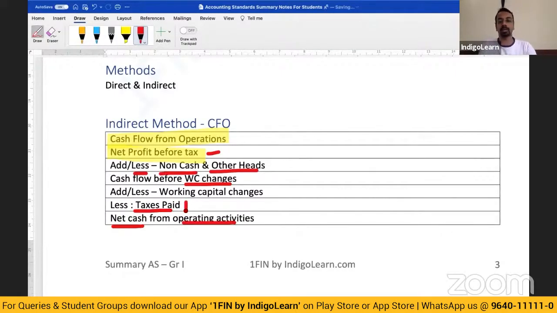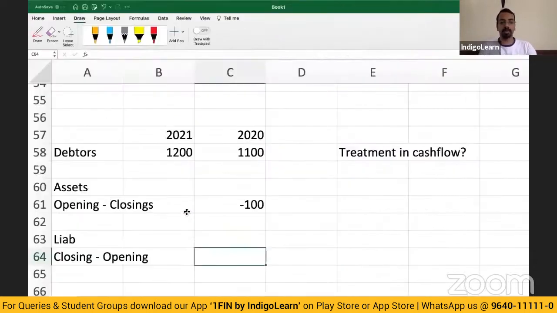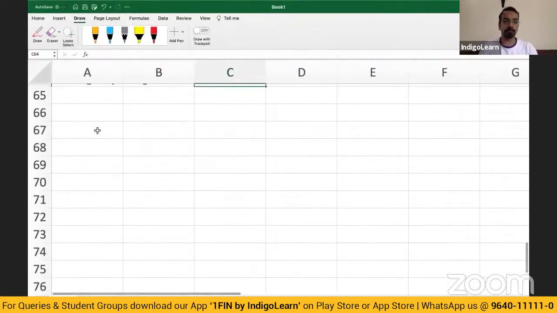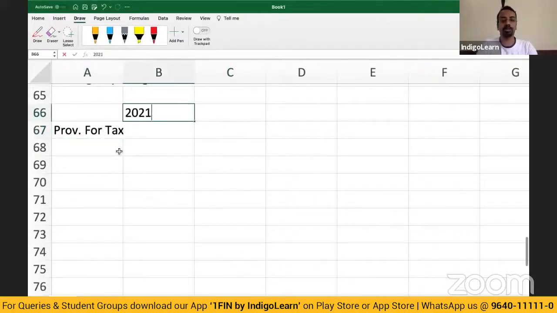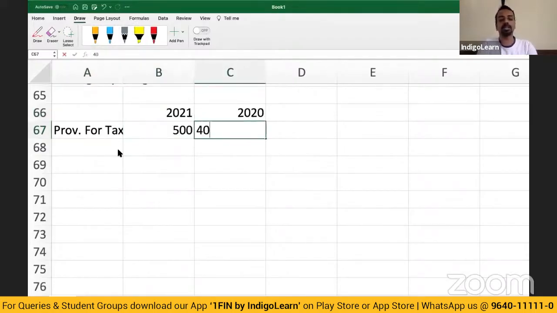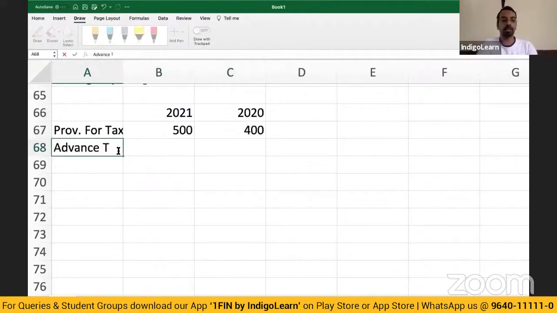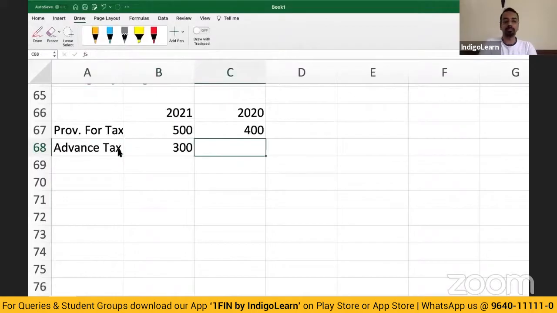Now, for tax paid, sometimes there is confusion, for which there are two approaches. So let us say provision for tax. This is one piece of information that will be given for 2021 and 2020. Let us say provision for tax is 500 and this is 400. Advance tax paid, let us say it is 300, closing balance, and here it is 350.